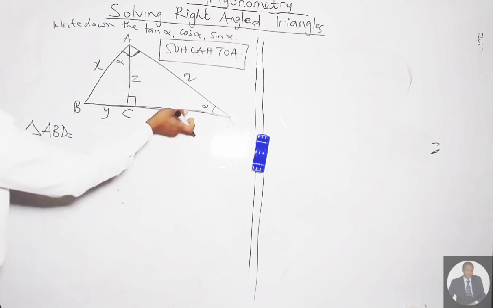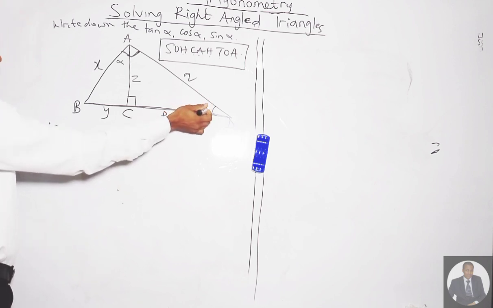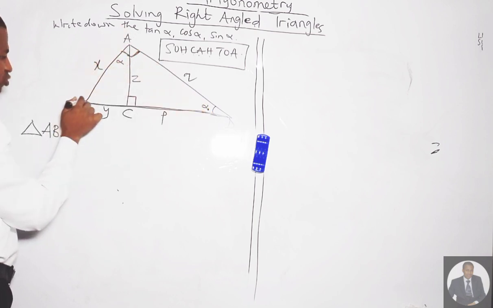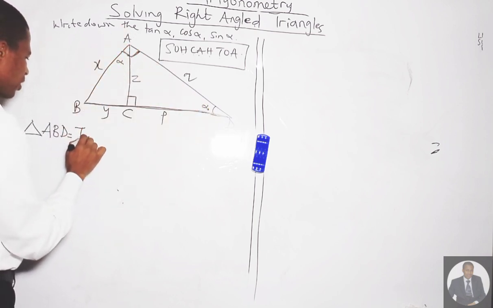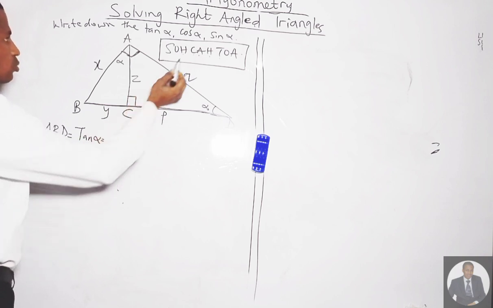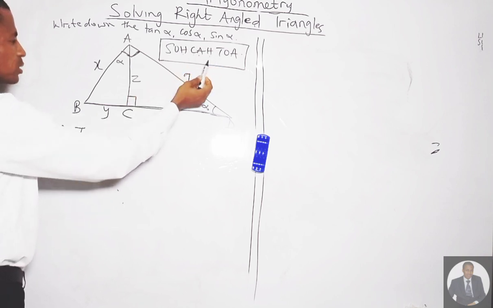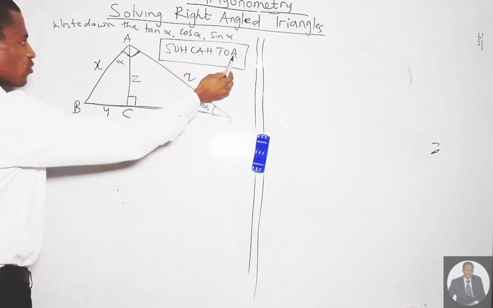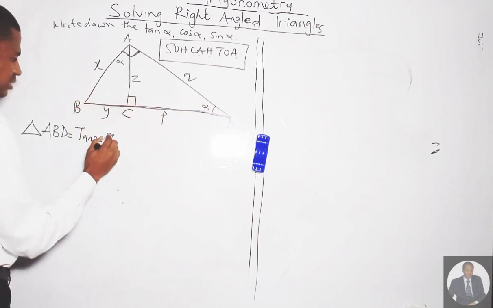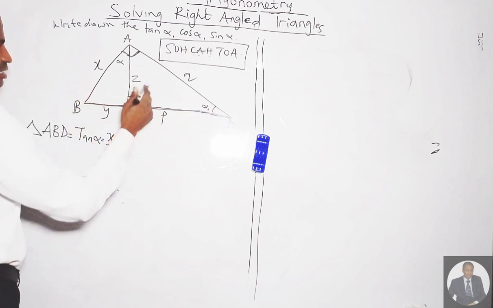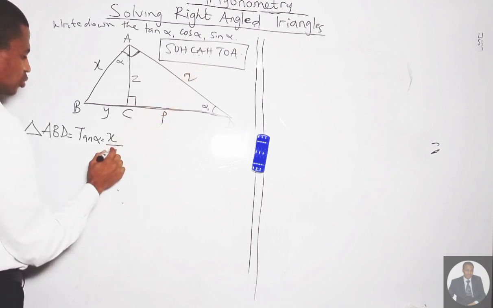Now, considering this big triangle ABD, tan alpha, which is TOA, will be opposite over adjacent. What's the opposite? It's facing this. That's x. What's the adjacent? This will be the adjacent, q.